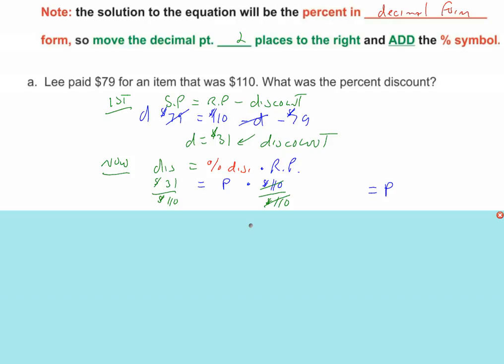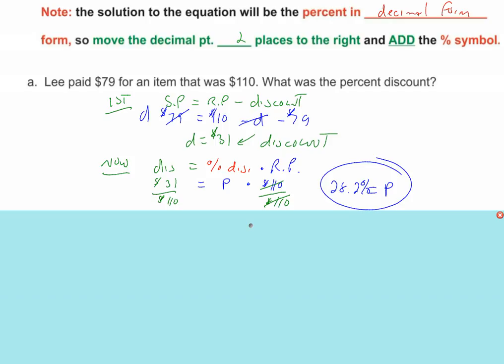Julia, what do you got for an answer? And how do we round off our percents to how many places? Class, tell her, how many decimal places do we round our percents to? One decimal place, right, is the way we round our percents unless told otherwise. So 28.2. And don't forget, once you multiply by 100, it is now a percent, not a decimal, and you include the percent symbol. All right?